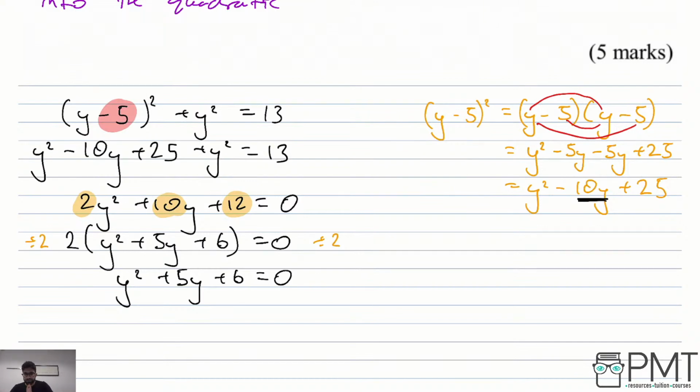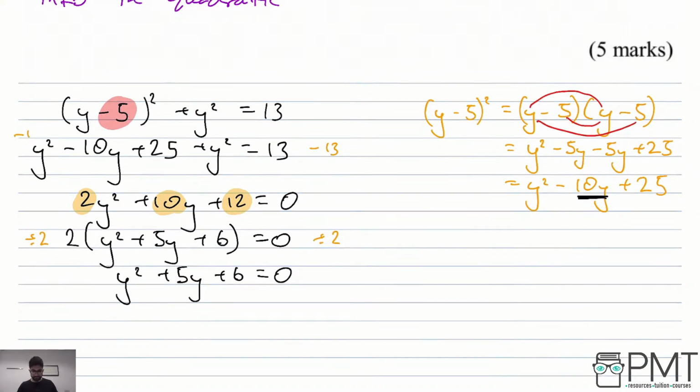Right, questions, where did the 13 go? Yes, thank you, Ashraf. The 13 went to the left-hand side, or I should be really saying I took 13 away from both sides. So that means on the left you have got 25 minus 13. That gave me the 12.